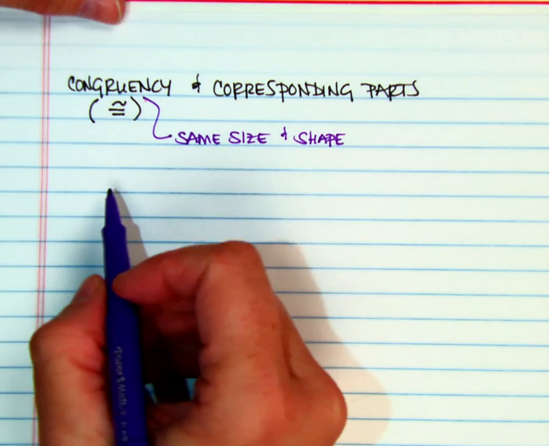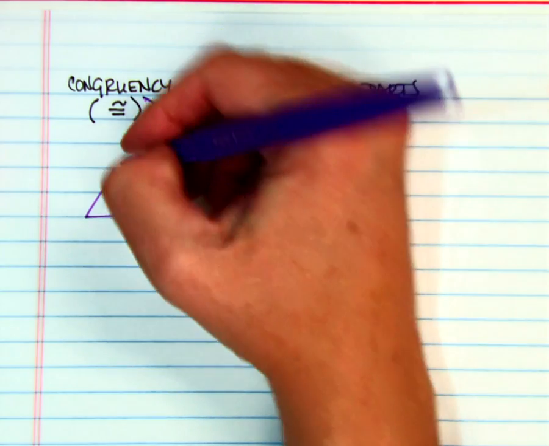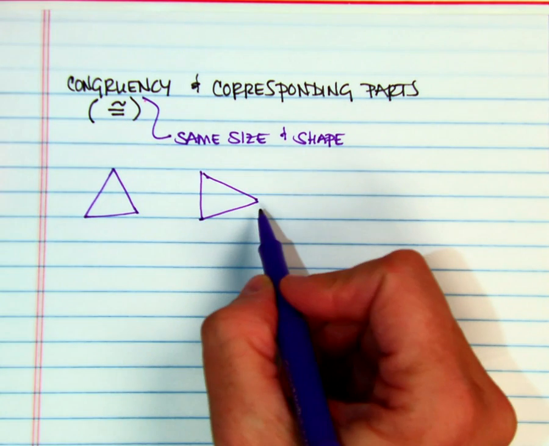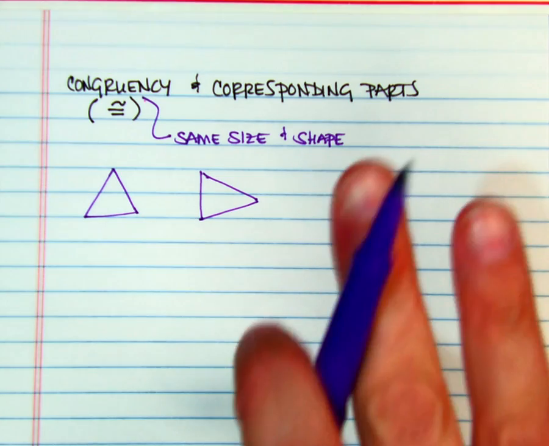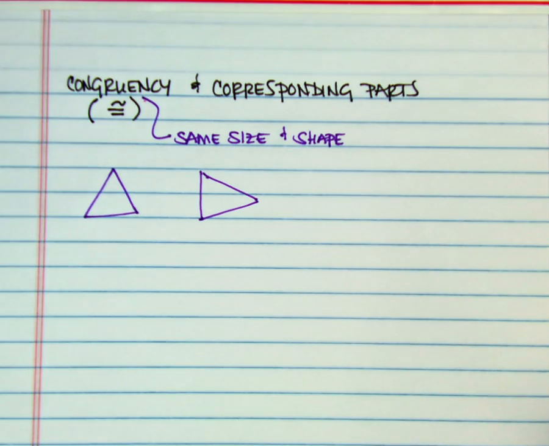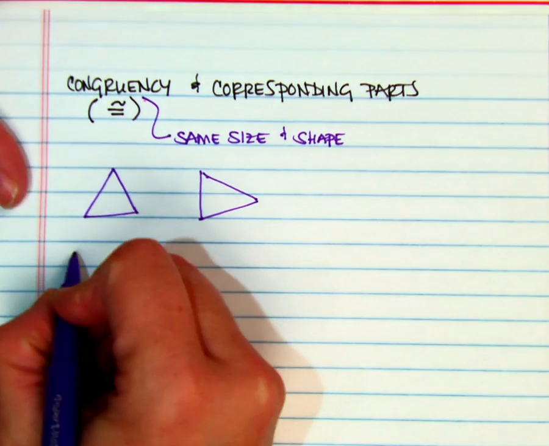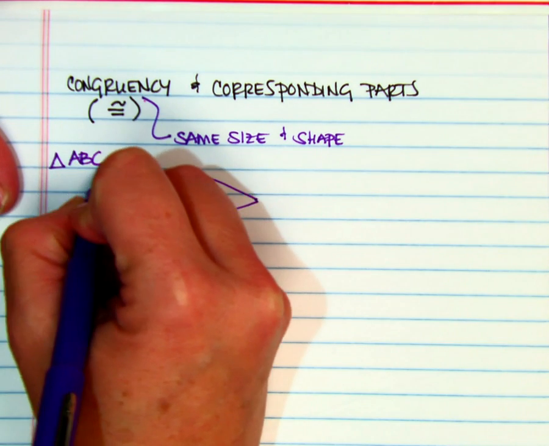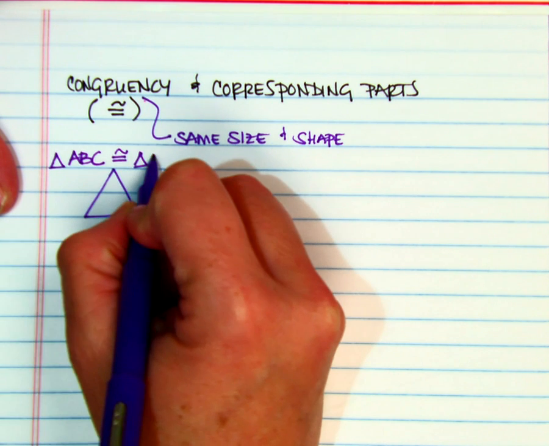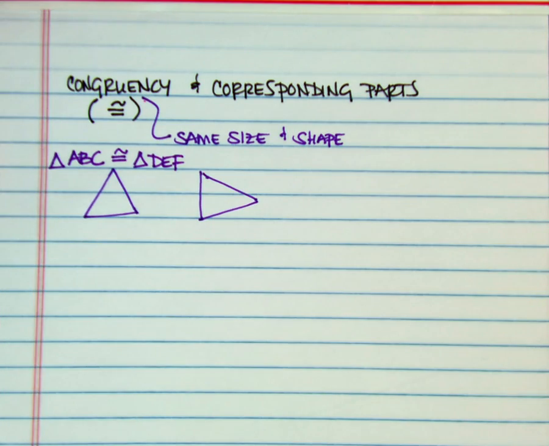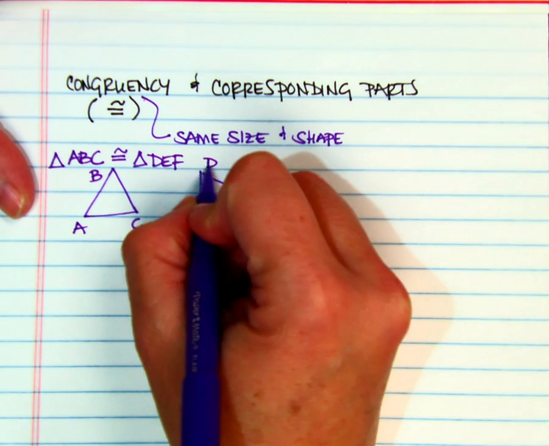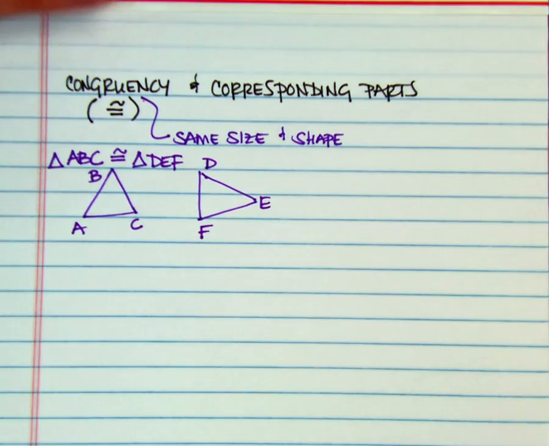So whether we have a figure and maybe we turn it this way, if they're congruent, then they're going to be congruent no matter which way you twist, turn, flip, rotate, that kind of thing. Okay, so let's say that this triangle, we'll label this as ABC, is congruent to triangle DEF. So if this is A, this is B, and this is C, and this is D, this is E, and this is F.